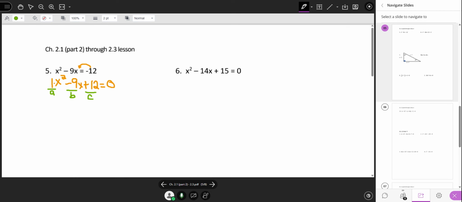Remember, the quadratic formula is x equals the opposite of b, plus and minus the square root of b squared minus 4ac, starting at the equals, divided by 2a.